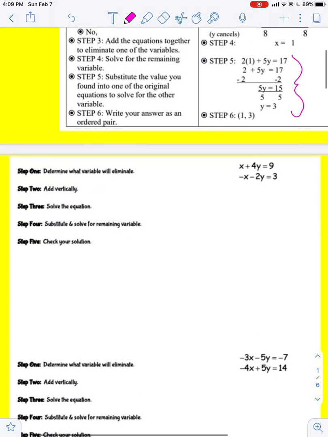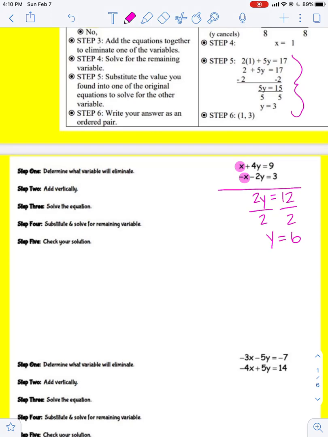So we're going to go ahead and do these two examples. Here it says to determine what variable we are going to eliminate. Looking right here, I can see that I have positive x and negative x, which are opposites of each other. So obviously those are what I'm going to be adding together. That is going to give me 0x. And then I have 4 plus negative 2y, which gives me 2y. And then 9 plus 3, which is equal to 12. Then I'm going to divide by 2. And that's going to give me that y is equal to 6.